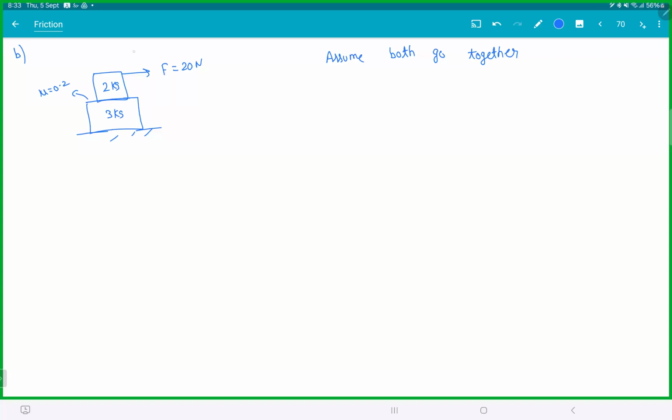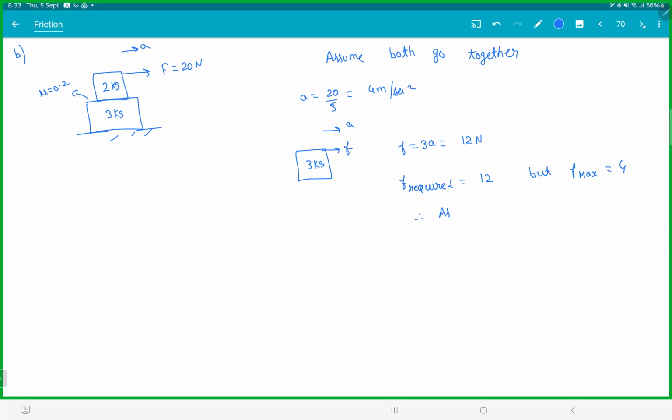Then what will be the acceleration? a is equal to 20 by 5, 4 meter per second square. Take any one block. I'll take the 3 kg block. Basically, your job is to find the friction f and acceleration. So f is equal to 3a. We're getting 12 newtons. This is your required friction. Friction is saying, if you give me 12, I'll make sure they go together. But F max is 4. I can give you only 4. So what will happen? Therefore, our assumption is wrong.